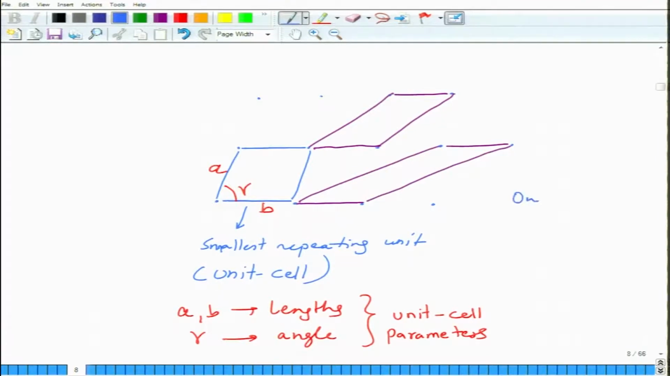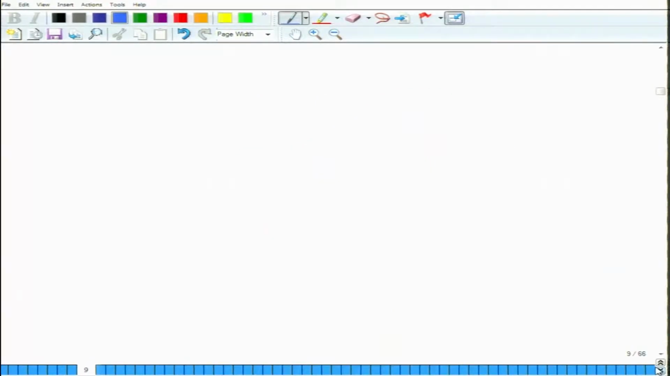So, one chooses a unit cell with highest symmetry, and we will see what is the meaning of this highest symmetry. As of now, you can just assume that whatever looks symmetric to you is that with highest symmetry, but we will come to the definition of the symmetry in a short while, maybe perhaps in the next lecture.